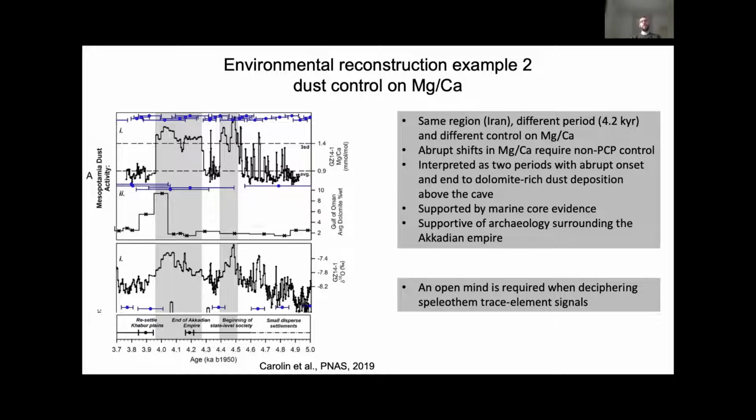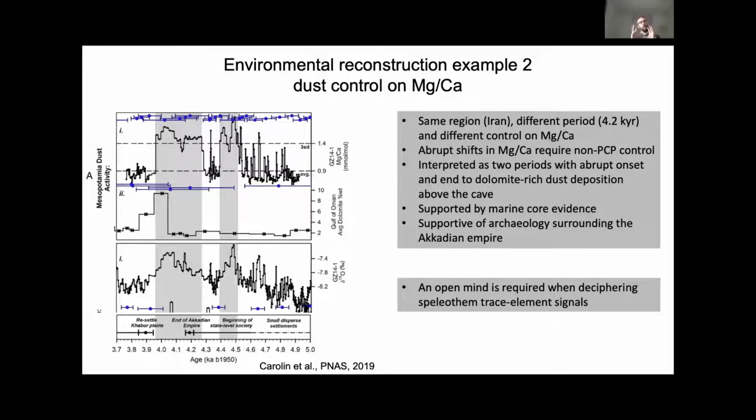And eventually the interpretation, the hypothesis, is that there are two periods with abrupt increases in the amount of dust deposition above the cave. And that dust is particularly rich in dolomite, which has a very high magnesium calcium ratio, and which is explaining these abrupt shifts towards higher magnesium calcium ratios during two periods, a first period between 4.5 and 4.4, and another one between around 4.3 and 3.9. There is support for that from marine sediment records, and you can see that in subplot 2, although those marine sediment records are at a lower resolution than the authors were able to reconstruct from the speleothem samples.